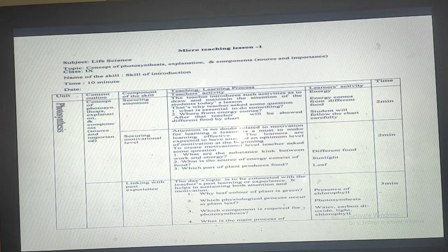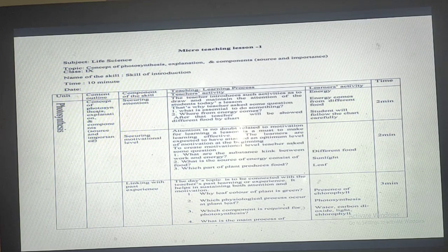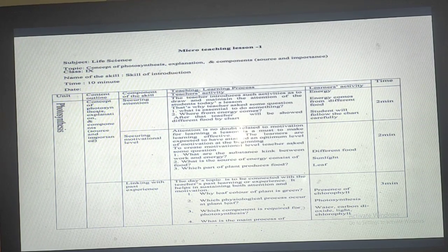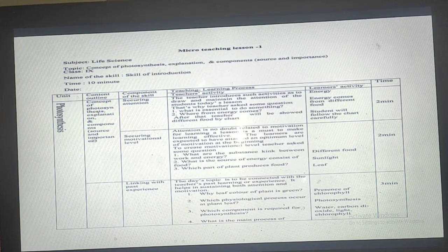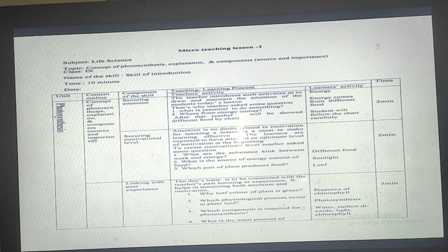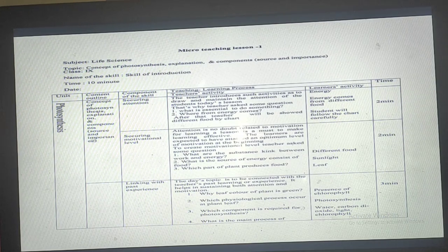Here the students have to remember that they have to take one topic and practice the defined skills. The topic should be precise, not lengthy, because the micro teaching time is limited, maximum 10 minutes.